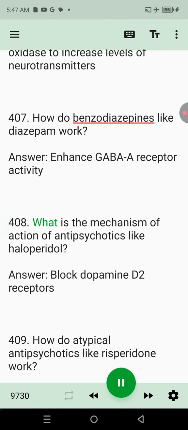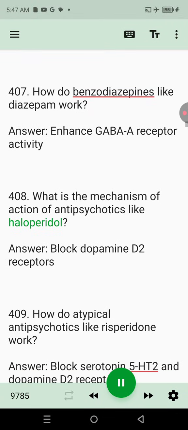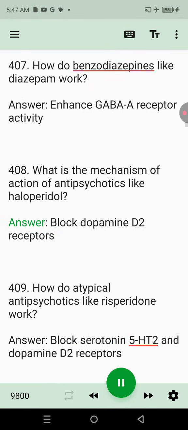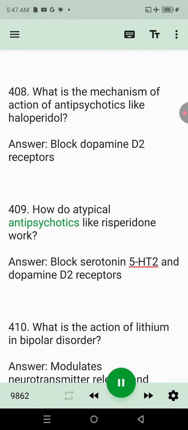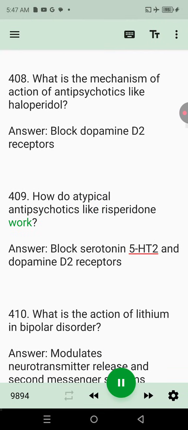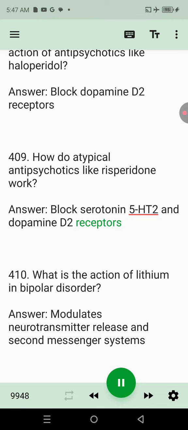408. What is the mechanism of action of antipsychotics like haloperidol? Answer. Block dopamine D2 receptors. 409. How do atypical antipsychotics like risperidone work? Answer. Block serotonin 5-HT2 and dopamine D2 receptors.